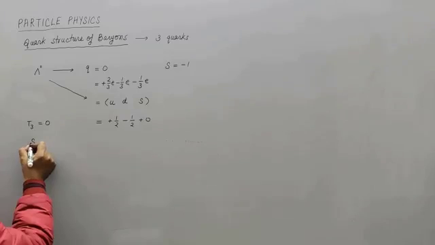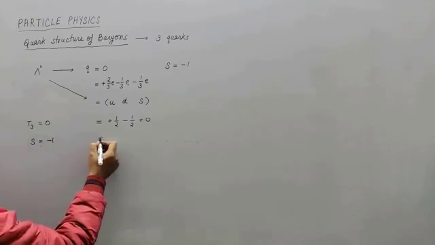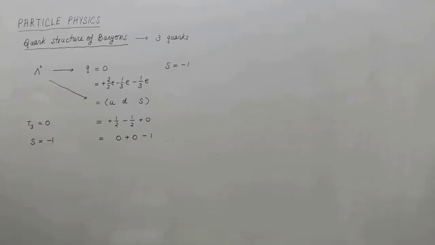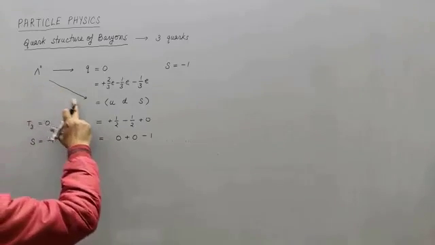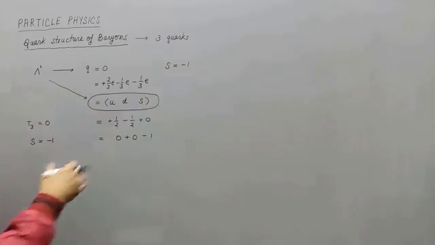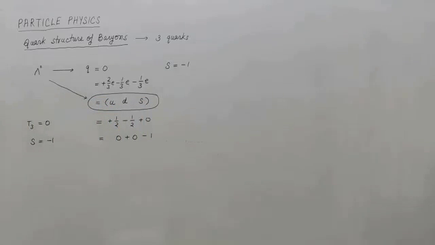If you want to check S number, this is minus 1. Here this is 0 plus 0 minus 1. S number is conserved here. You can check every aspect, every quantum number here. And the internal structure, quark structure of this lambda naught will be UDS. I'm not going to check these quantum numbers again and again. This is a homework for you. You can check each and every quantum number here. So this is the quark structure of lambda naught.